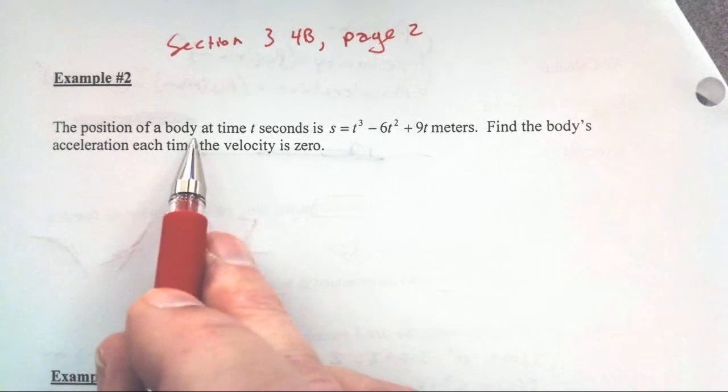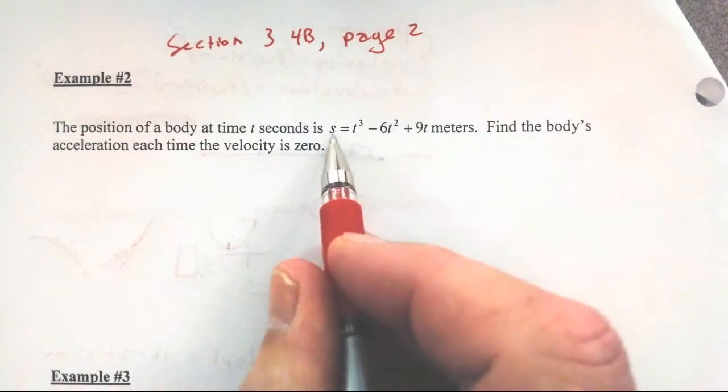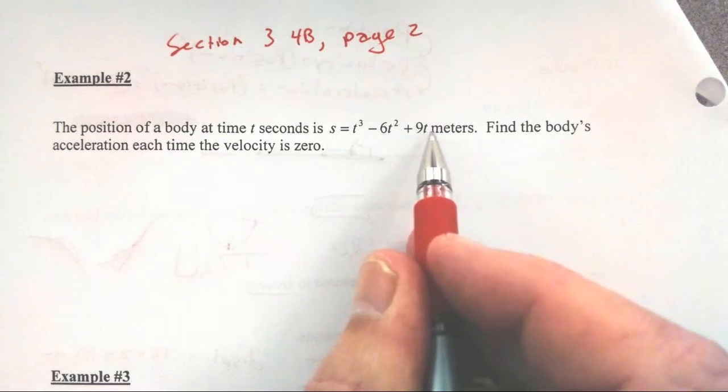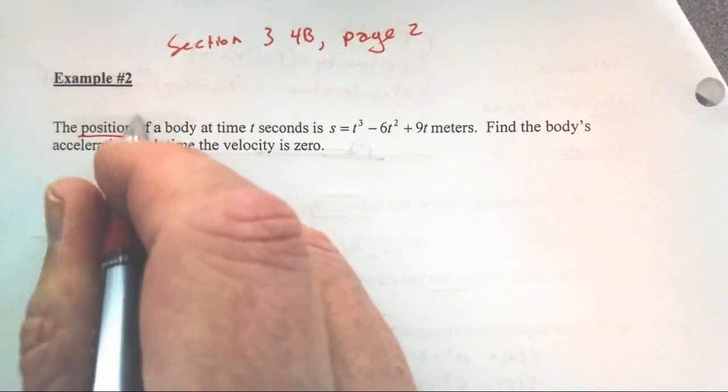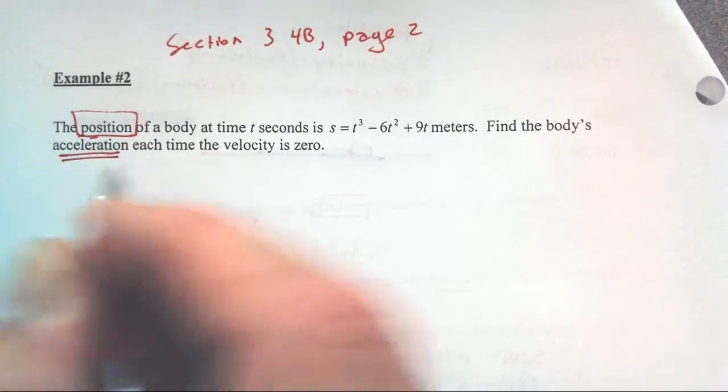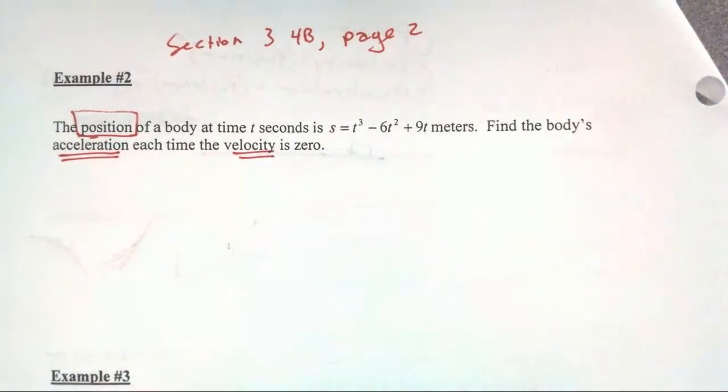The position of a body at time t is S, this could be S of t, this cubic in meters. So once again, we're really going to focus in on this. This is the position, because pretty soon, like I said, they're going to give us a velocity equation. Find the body's acceleration each time the velocity is 0.